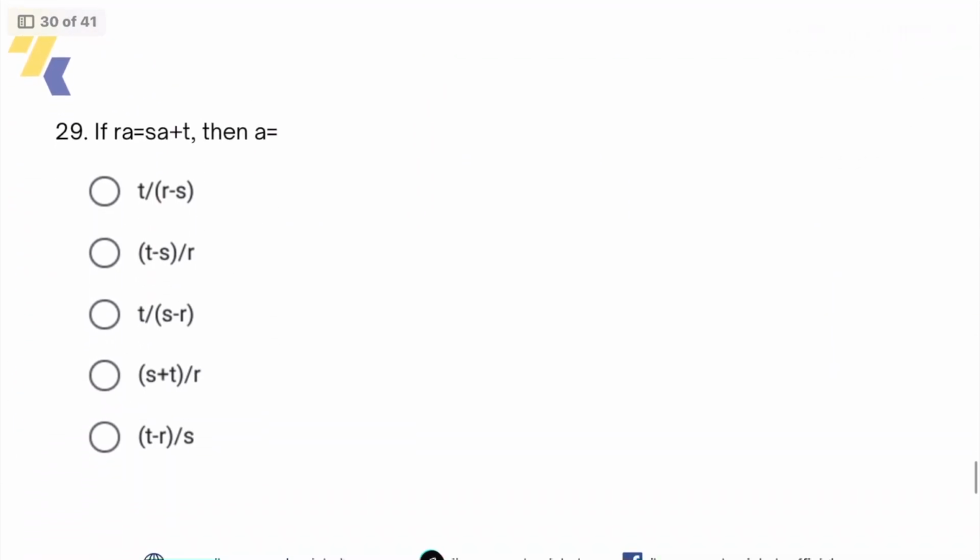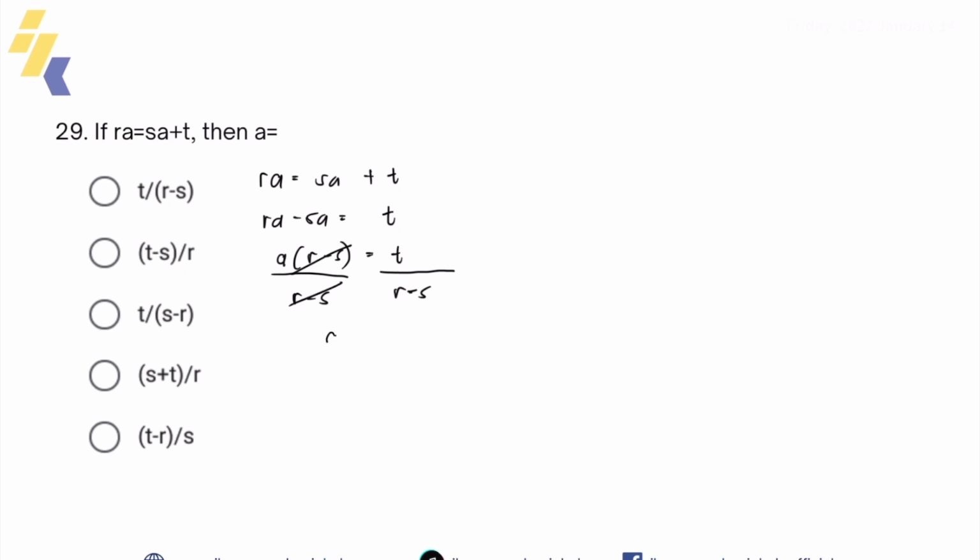Okay, next problem. We have, if RA is equal to SA plus T, then A is equal to, ayan, so we start with RA equals SA plus T. We combine all the terms with A. So we have RA minus SA is equal to T, and we factor out A. A times R minus S is equal to T, and divide both sides by R minus S. So we have A is equal to T over R minus S. Where is that? That's the first option.